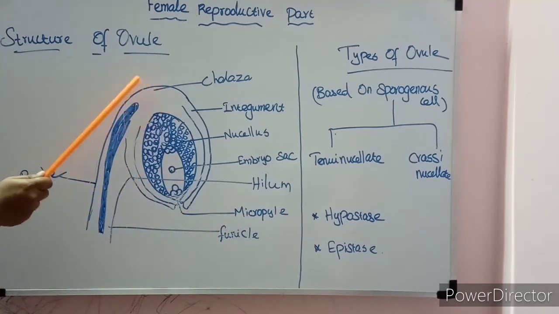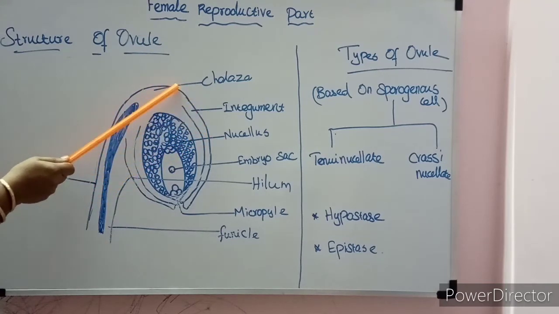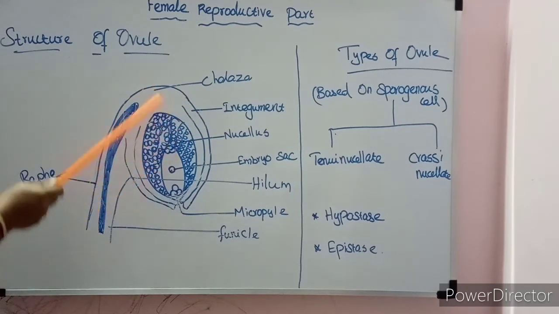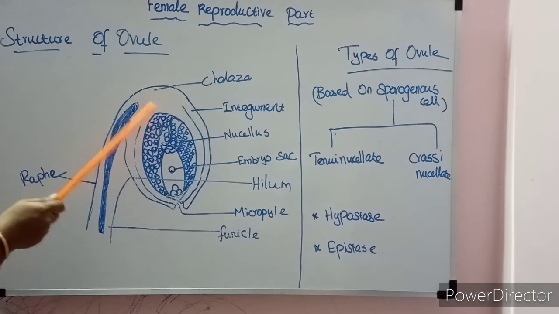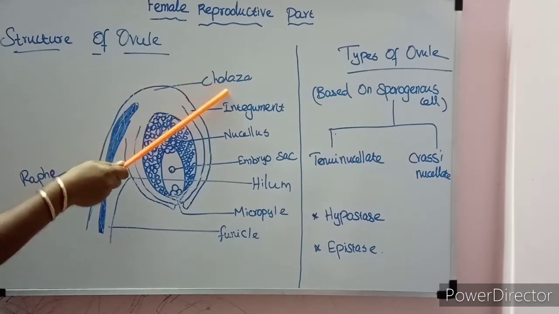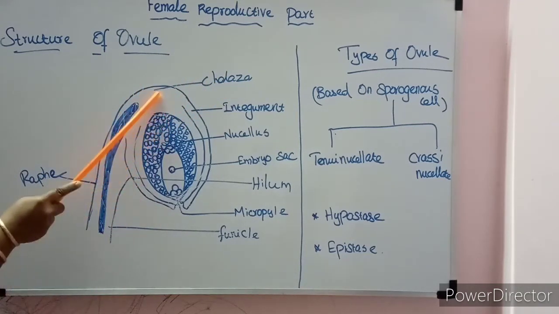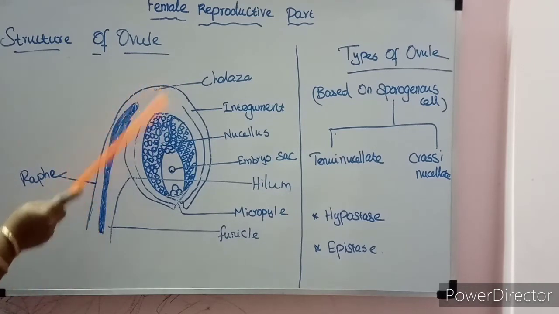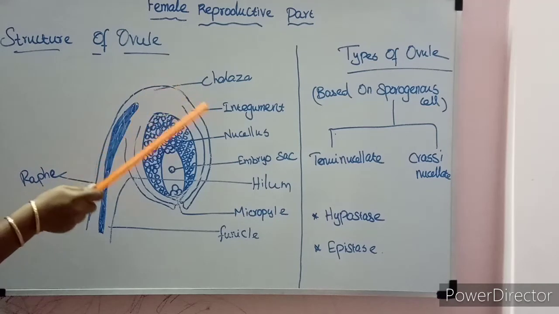The place where the integument covering, funicle covering and nucellus all join is called the chalaza. Nucellus, integument and funicle: the junction where these three meet and merge is called the chalaza.